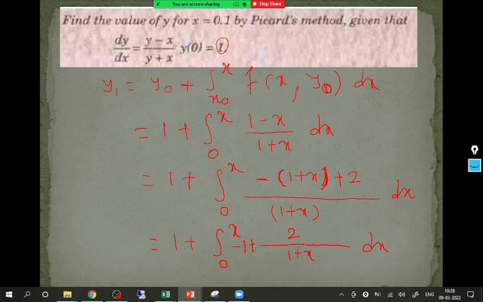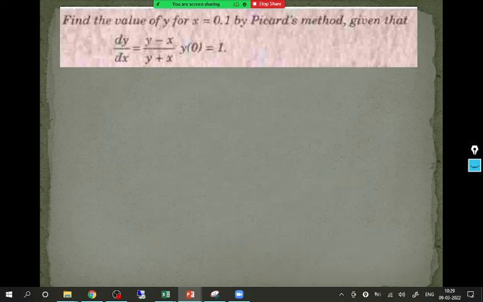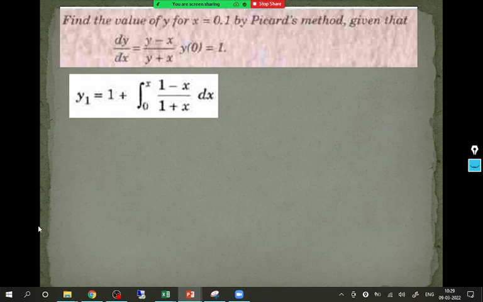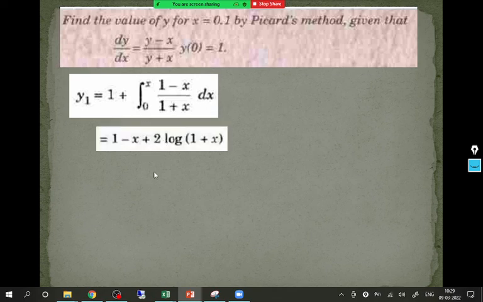Now can you integrate this? What is the integration of -1? Minus x. And the integration of 2 upon 1 plus x is 2 times log of 1 plus x. So the answer will come as 1 minus x plus 2 times log of 1 plus x. That will be your value of y1, which is the first iteration. So whatever y1 we got by Picard's method, 1 plus the integral of y0 minus x upon y0 plus x, this is the y1 you should get.